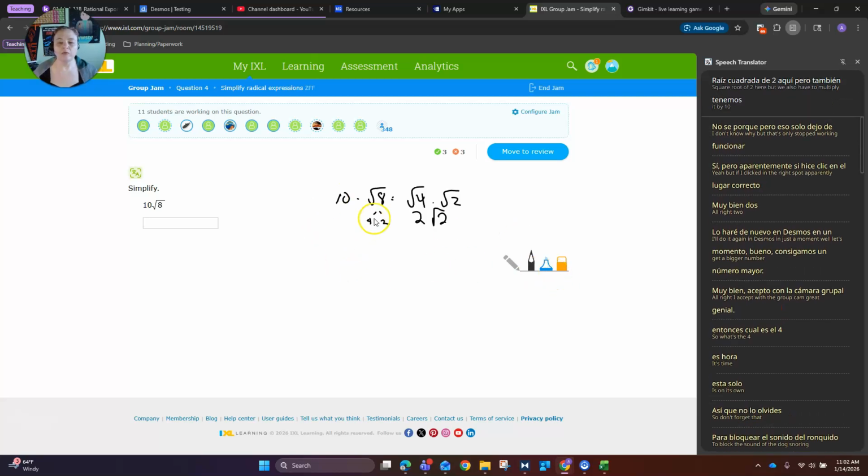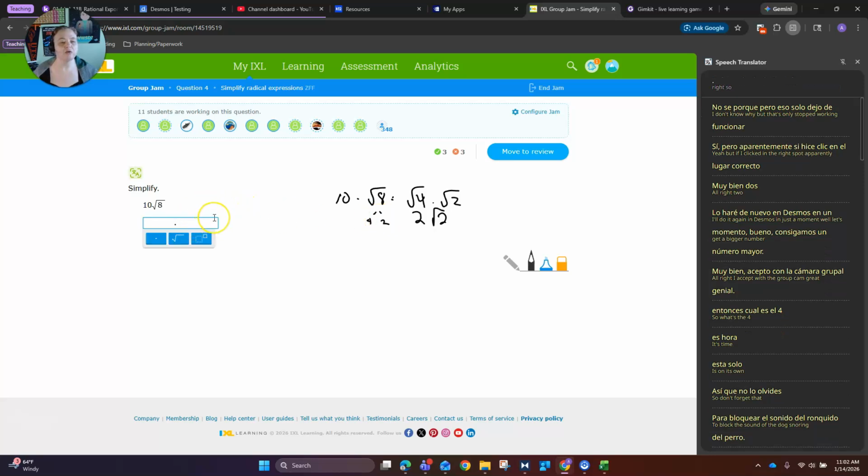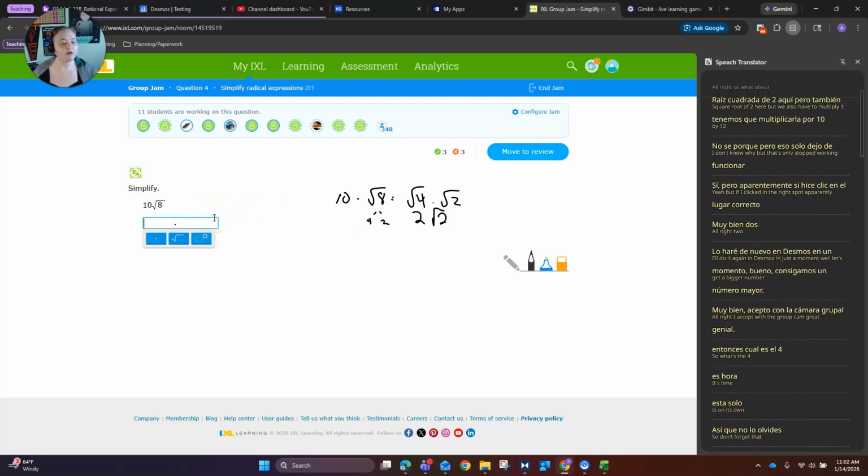All right, so we have 2 times the square root of 2 here, but we also have to multiply it by 10. So what about with the 10? What's going to be my coefficient? What number is going to go in front of my radical?